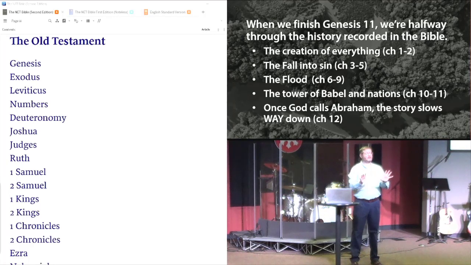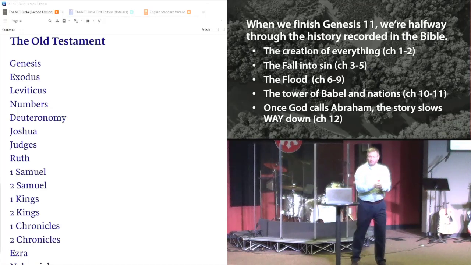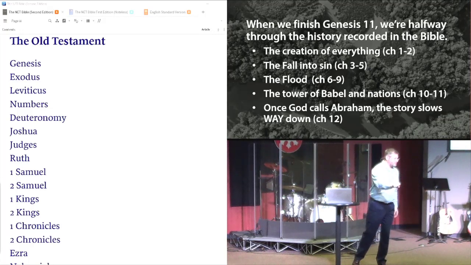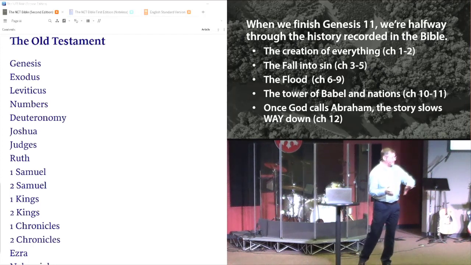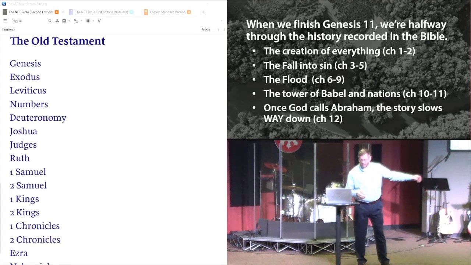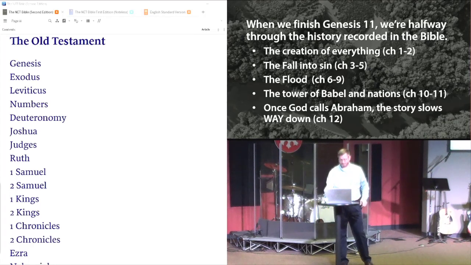And then the story slows way down. Way down. Starting with God calling Abram and saying, I'm going to do something in you that's never been done before, and it will literally change the course of human history into eternity. I've chosen you. That's where Genesis 12 picks up, and we get the rest of the account all the way through the book of the Revelation.